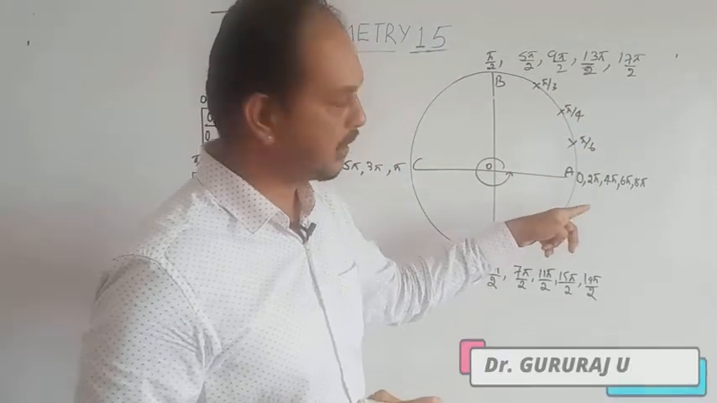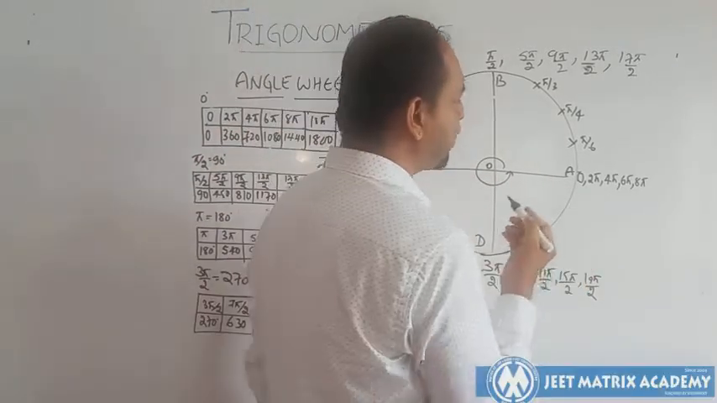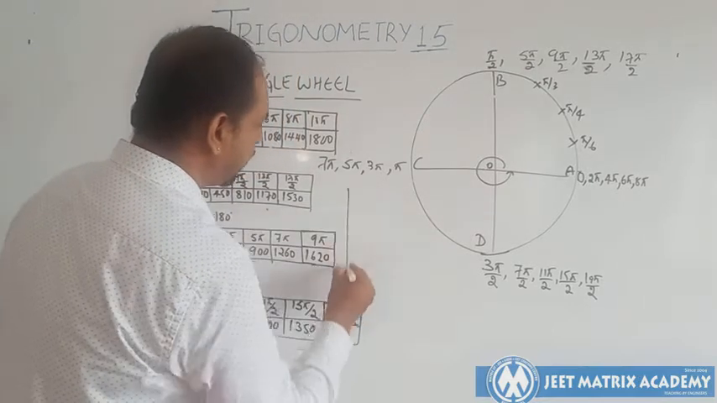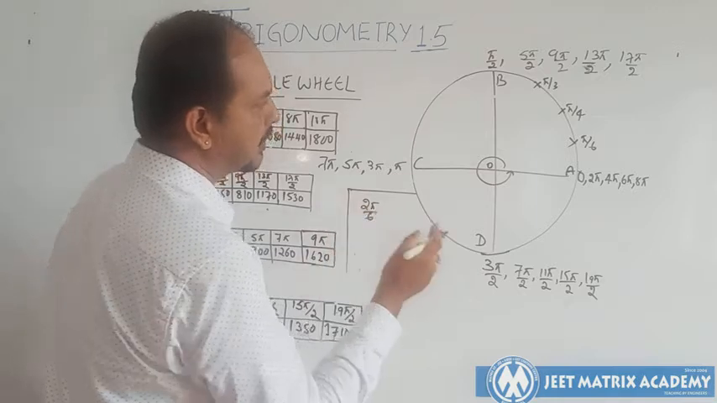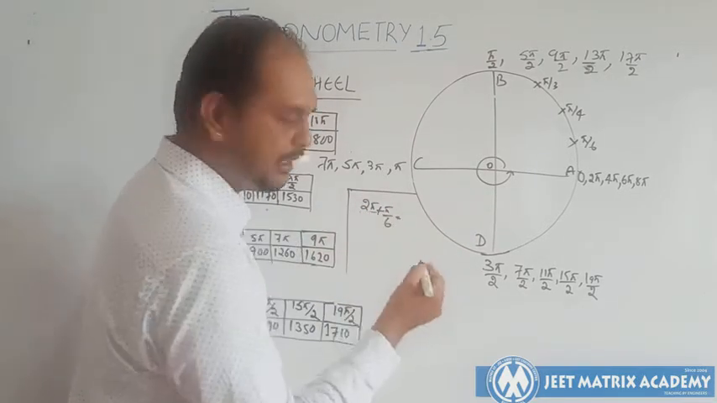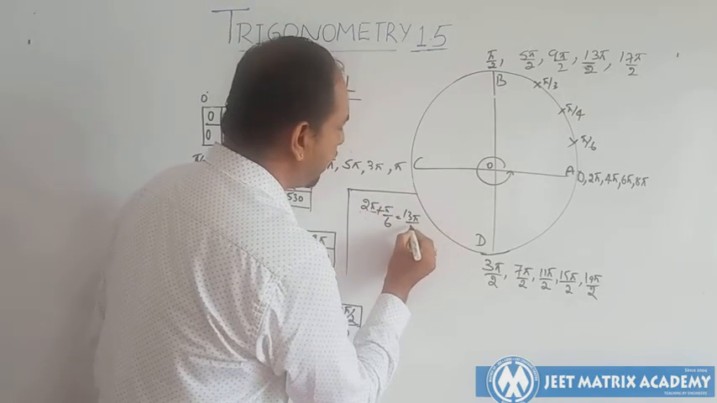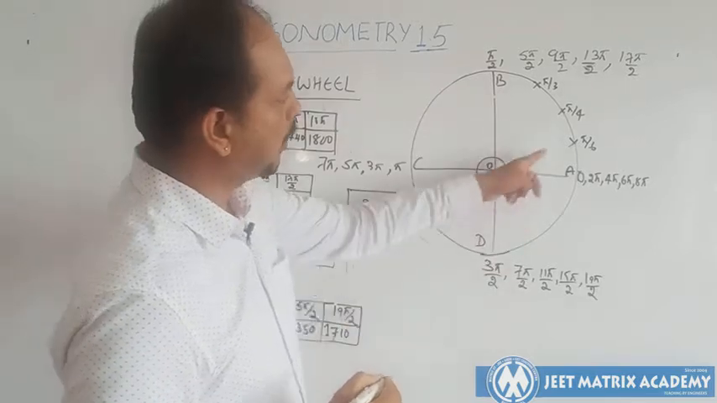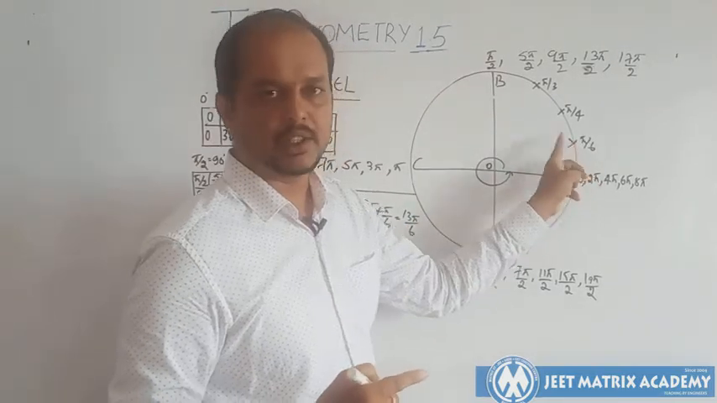So, what we can do is, one complete revolution is 2 pi, agree? Now, 2 pi plus pi by 6, that means what? 6 2s are 12, 12 plus 1, 13 pi by 6. So after one revolution, 13 pi by 6 will give you this point.